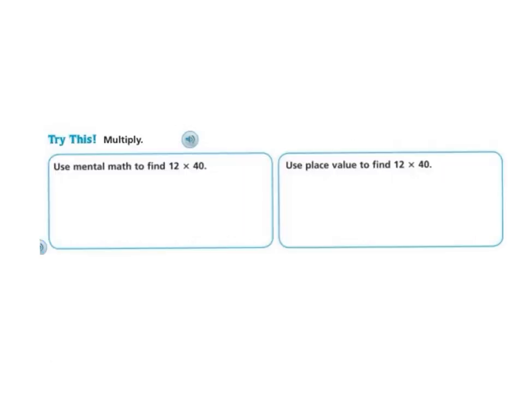All right, before moving on, let's practice these two skills again. So in the first try this, it says we're going to use mental math. We're going to use our half and double skill. So we can think of 12, half of 12 is 6. So our first step is we're going to do 12 divided by 2 gives me 6. Then I can do 6 times 40.